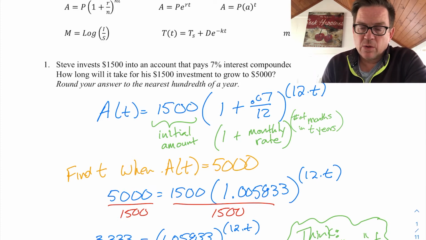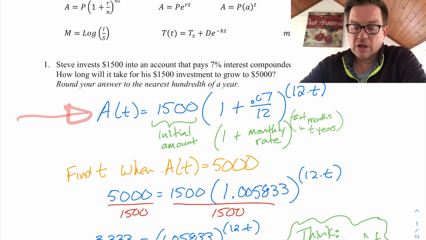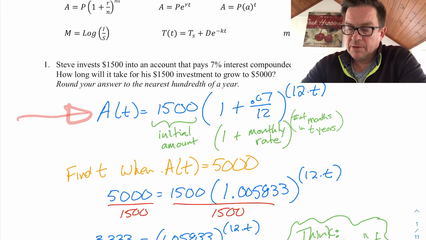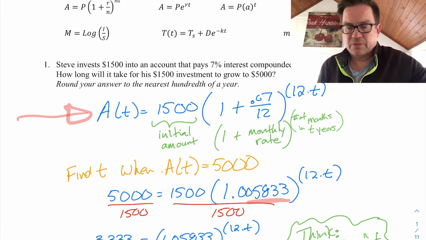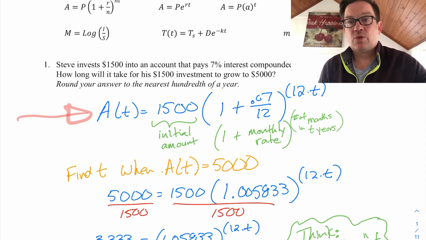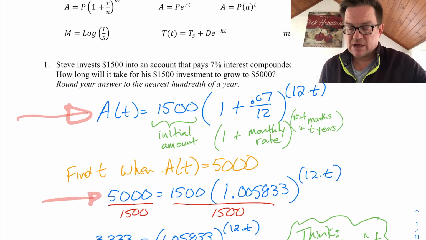So we start with our compound interest growth formula. The amount after t years is 1,500 times 1 plus the monthly rate. You take the 7% and divide it by 12 to get the monthly rate, which ends up being 1.00583. And you raise it to the 12 times t, because in t years there are 12 times t months, the interest periods. And so that's our formula, and we have to find when A of t equals 5,000.